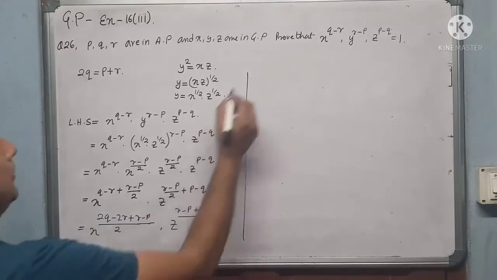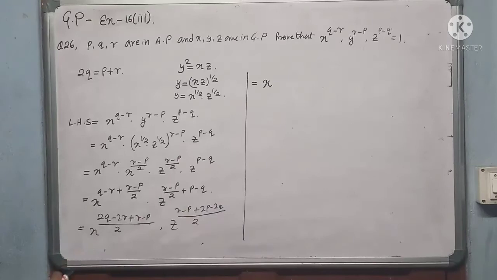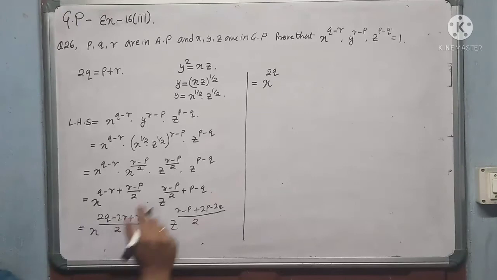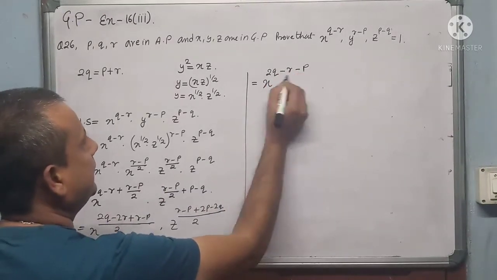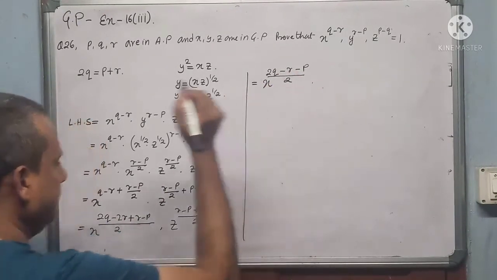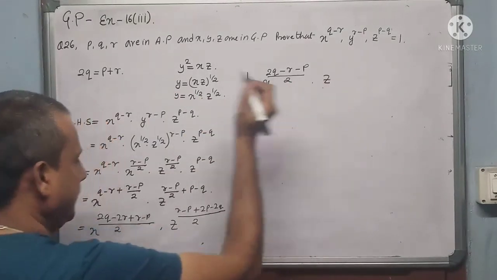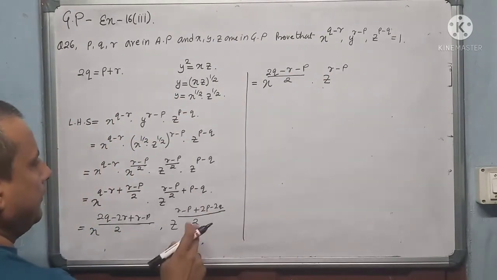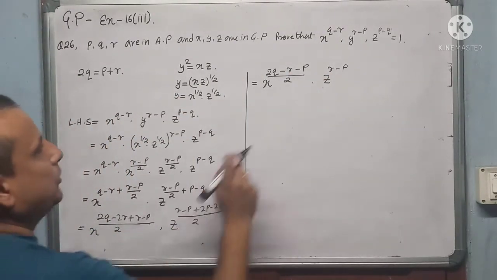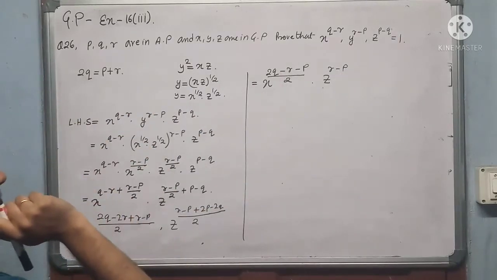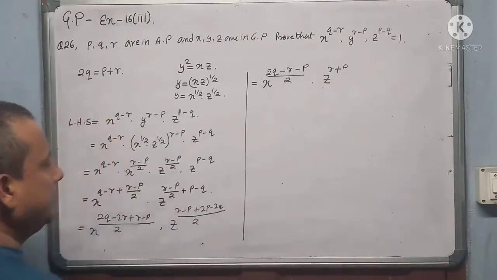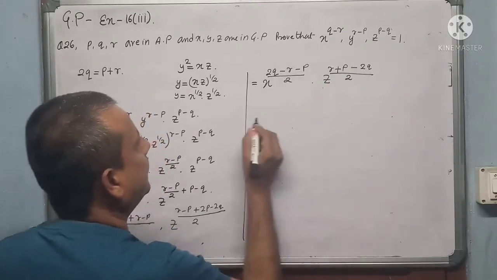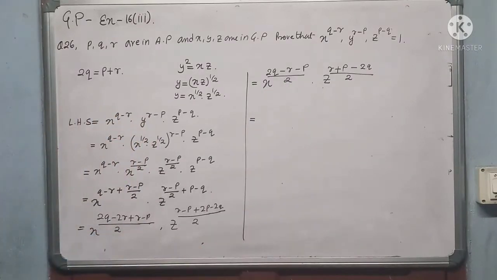Now then, over here the simplification: X to the power 2Q minus 2R plus R is minus R minus P divided by 2, into Z to the power R minus P, minus P plus 2P is P plus P, R plus P minus 2q divided by 2. Now after doing these things, I'll use this relation.